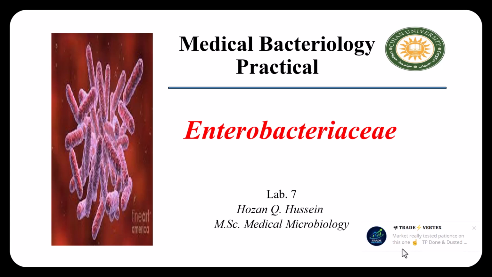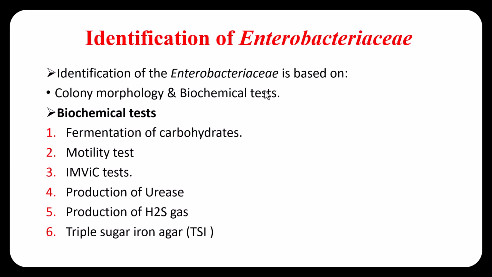Good day. Today in this lab, we'll explain the Enterobacteriaceae family and how to identify this bacteria in a lab. This family is a group of gram-negative bacteria and includes many medically important species such as E. coli, Klebsiella, Salmonella, Shigella, Proteus, and others. We'll focus on specific culture media used for identifying and differentiating these clinically significant gram-negative bacteria. We can identify this family of bacteria in the lab by colony morphology and biochemical tests.